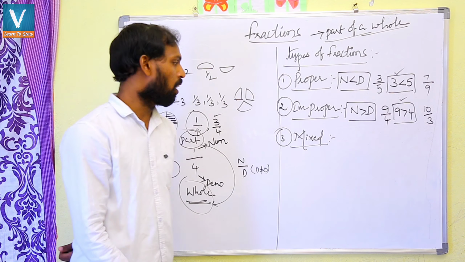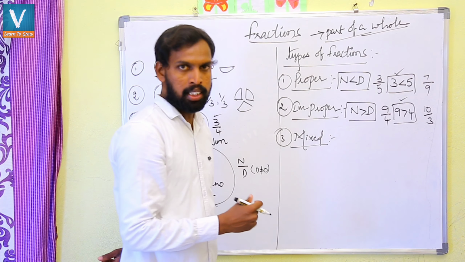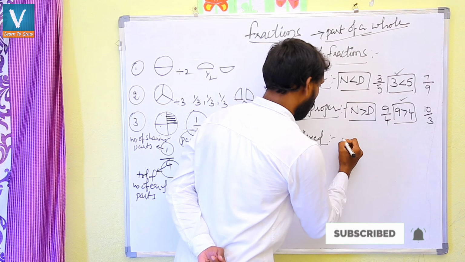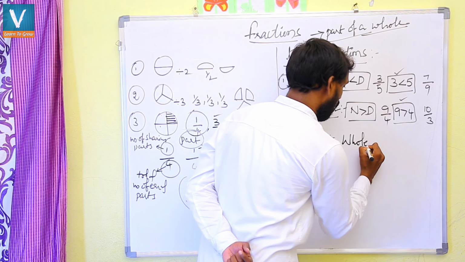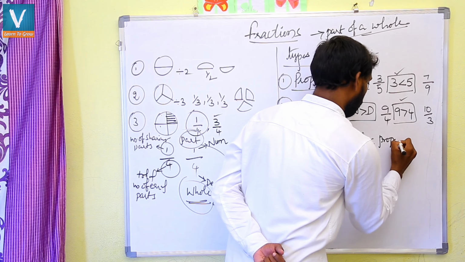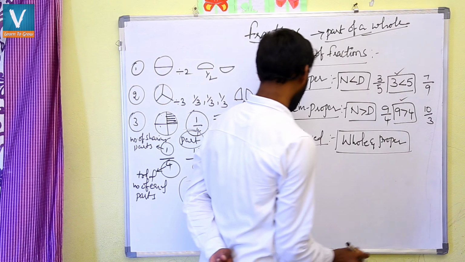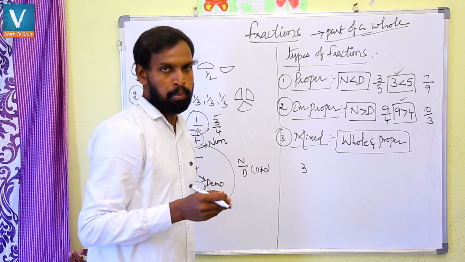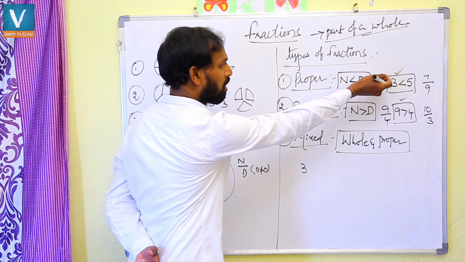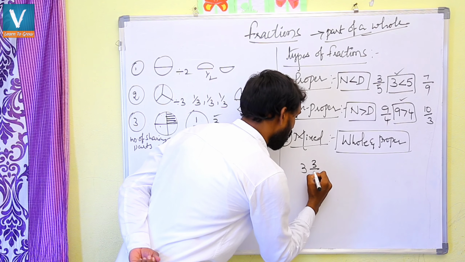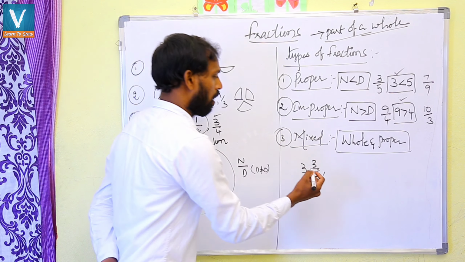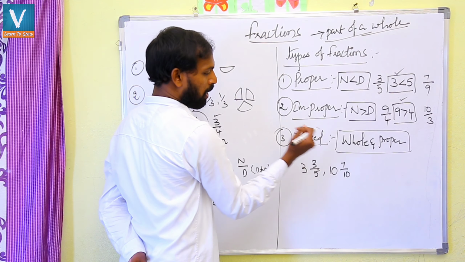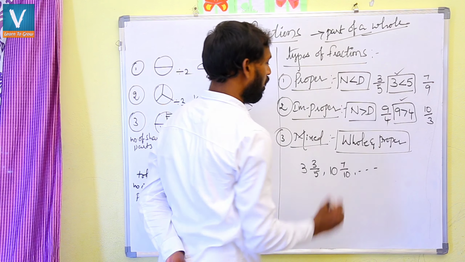Mixed fraction means the combination of a whole number and a proper fraction is known as a mixed fraction. That is the mixed fraction. We'll see some examples. Taking a whole number as 3 and a proper fraction, nothing but the numerator should be less than the denominator. So I'm taking 3 by 5 here. So 3 and 3 by 5 is a mixed fraction. Or 10 and 7 by 10. 7 is less than 10, right? Yes, so like that we can take examples for the mixed fraction.